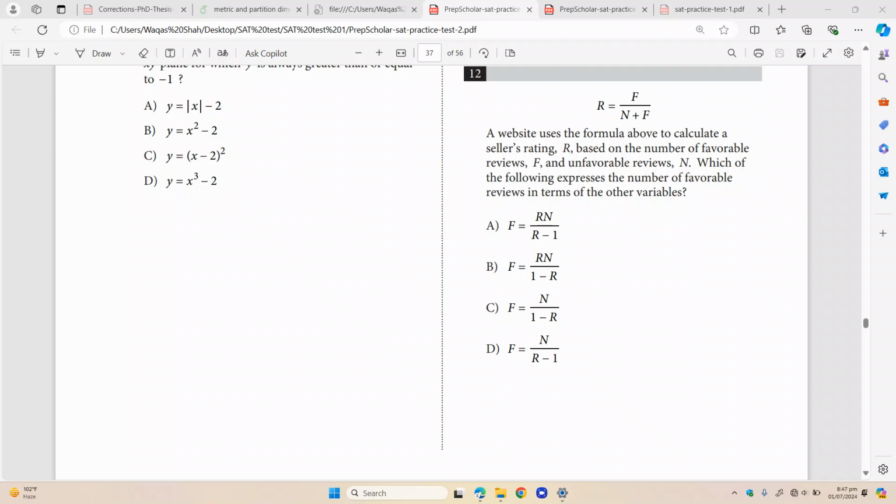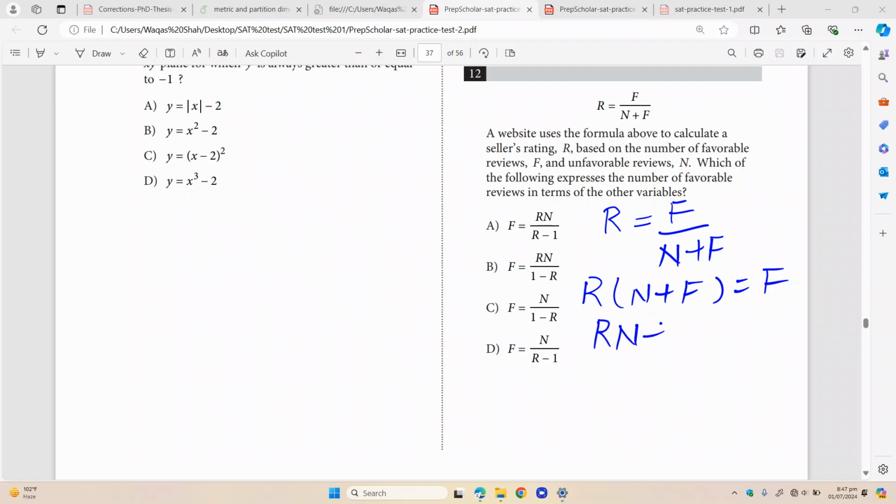So let me write the expression first. R is equal to F divided by N plus F. So we will have to shift this N plus F to the other side. It will become R times N plus F is equal to F. Since we have F over here and F over here, we will open this up, so it will be RN plus RF is equal to F.